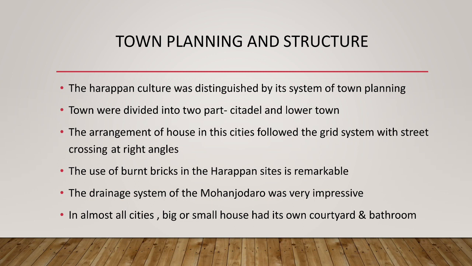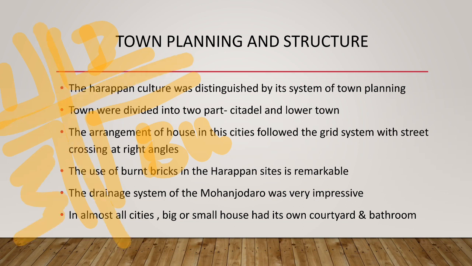So the grid system, if you consider the crossing at right angles, will be like this. There will be streets like this, cutting at equal angles, making right angles. Here are some buildings. This is the road crossing at a right angle.